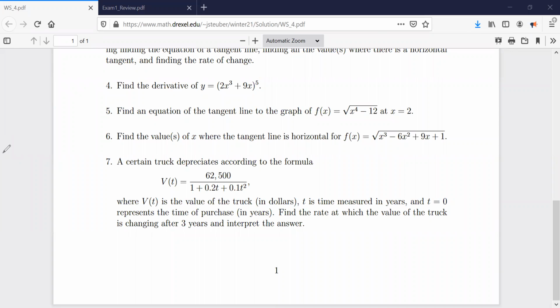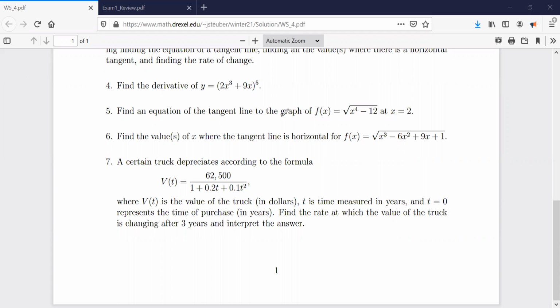So find the equation of the line tangent to the graph f of x equals the square root of x to the fourth minus 12 at x equals 2. That is the same thing that we had to do before. If we want to find the tangent line, we have to get two things. We need to find the derivative, which gives us the slope, and we need a point, because if we have a point and the slope, we have enough information to find the line.